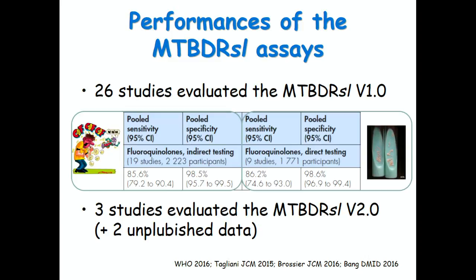The performances of this assay are quite good. Of course, we have more data regarding the first version, and as you can see, the pooled sensitivity, either by indirect or direct testing, is around 85%, whereas the specificity is around 98%. Only a small number of studies evaluated the second version.